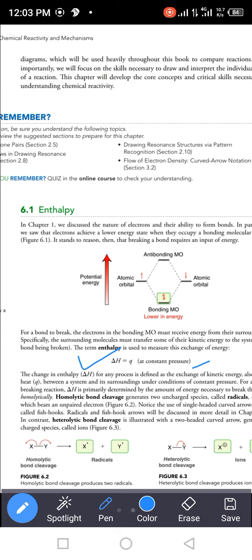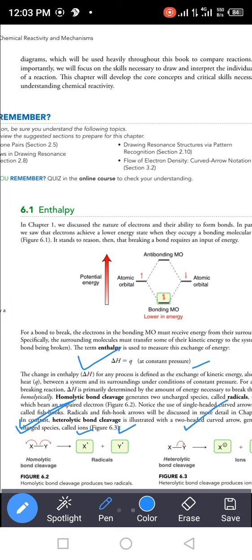If we break a bond, it may be broken down in two different ways. One is if the bond is broken down homolytically. Suppose a single covalent bond is present in X-Y. In a single covalent bond, two electrons are present. So when the two electrons are distributed equally, each of X and Y carries one electron, and it is called homolytic bond cleavage. And the second type of cleavage is heterolytic cleavage.